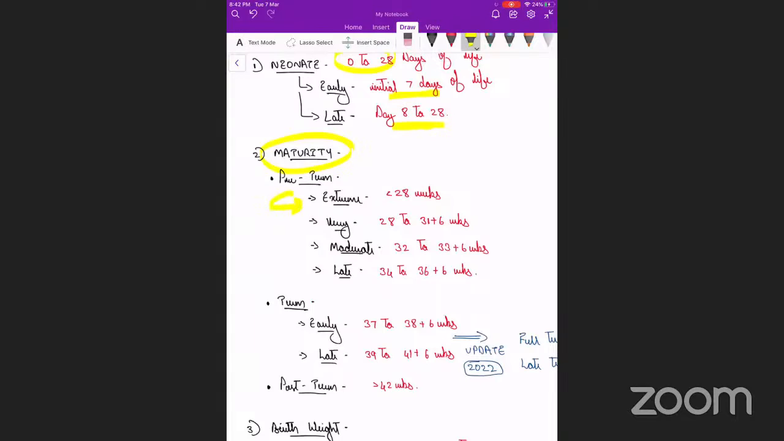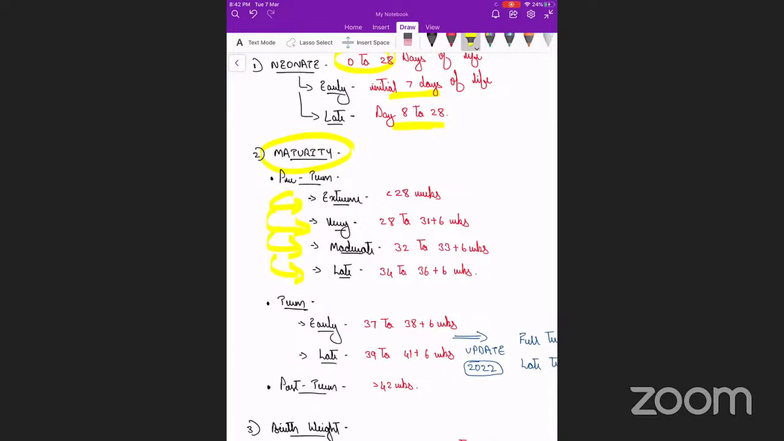So preterm, again, how do we classify? Extreme preterm, less than 28 weeks. Very preterm, 28 to 32 weeks, that is 28 to 31 plus 6 weeks. Moderate is from 32 to 34 weeks, and late is 34 to 36 weeks. This is how we classify preterm.